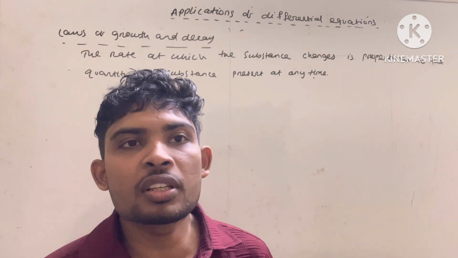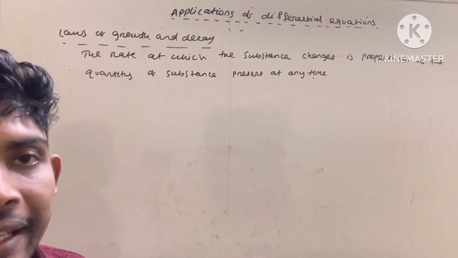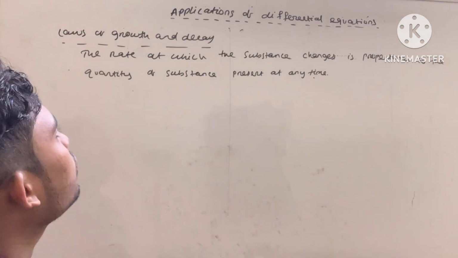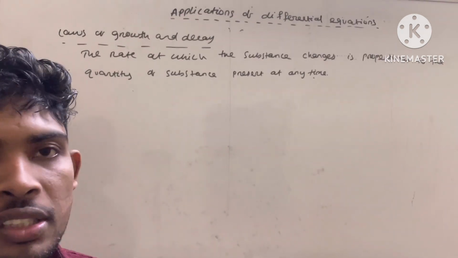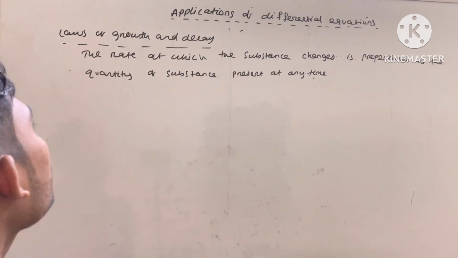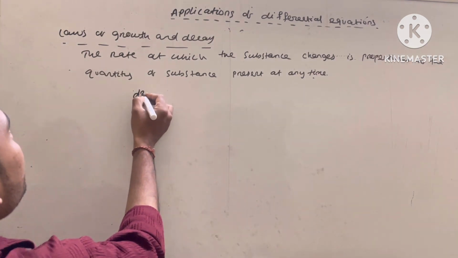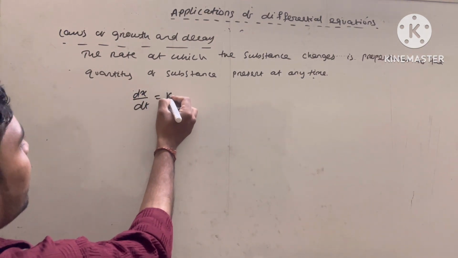So let us understand what the laws of growth and decay are. Basically, the rate at which the substance changes is proportional to the quantity of substance present at that time. So you have to make it a differential equation. This is simply dx by dt is equal to kx.